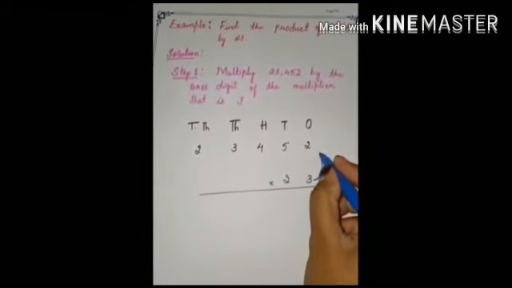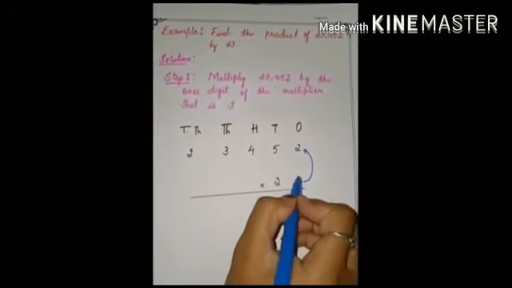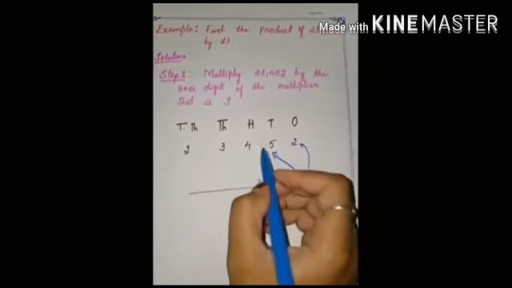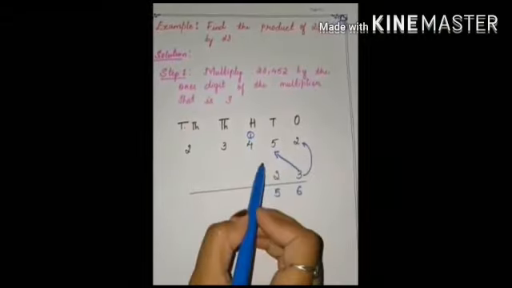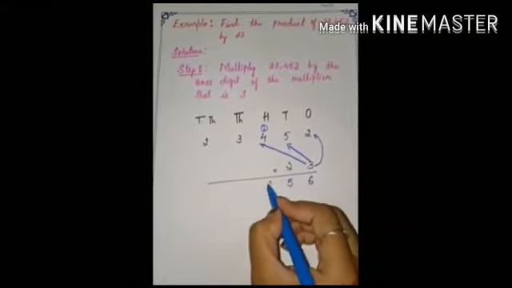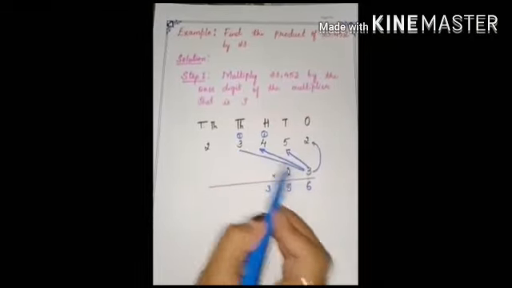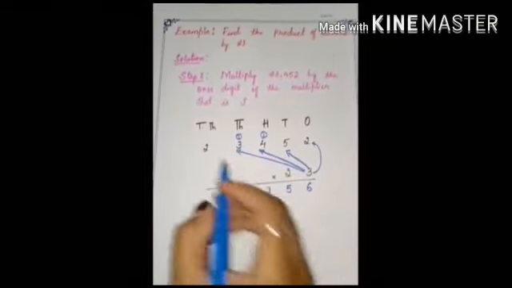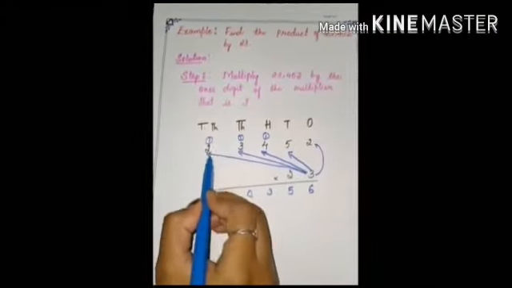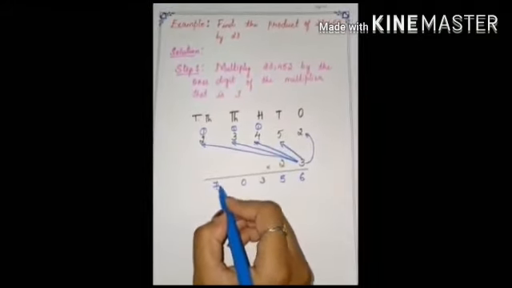3 into 2 is equal to 6. 3 into 5 is equal to 15. We need to carry that 1. 3 into 4 is equal to 12. 12 plus 1 is equal to 13. We need to carry 1. 3 into 3 is equal to 9. 9 plus 1, 10. We need to carry 1. 3 into 2 is equal to 6. 6 plus 1 is equal to 7.